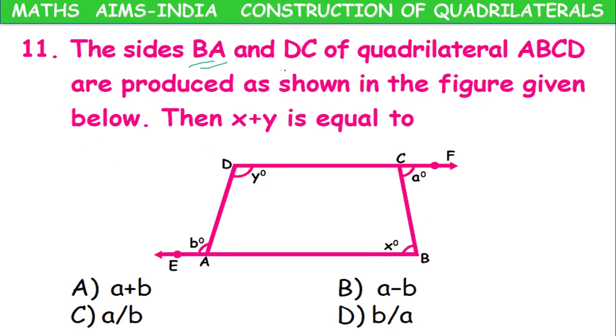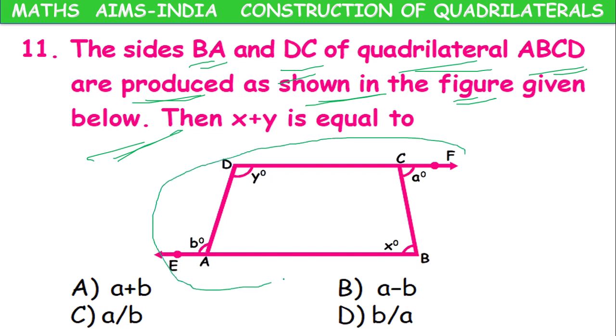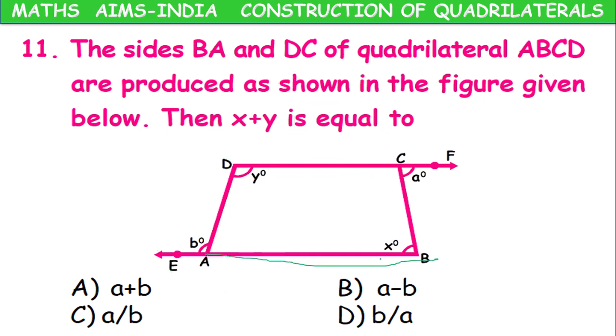The sides BA and DC of a quadrilateral ABCD are produced as shown in the figure given below. According to this figure, they have given some angles and extended some sides. Then x plus y is equal to how much? Here side AB is extended, angle B exterior angle, side DC extended, angle A exterior angle. Two exterior angles are formed at the extension parts. Now they are asking the value of x plus y in terms of A and B.